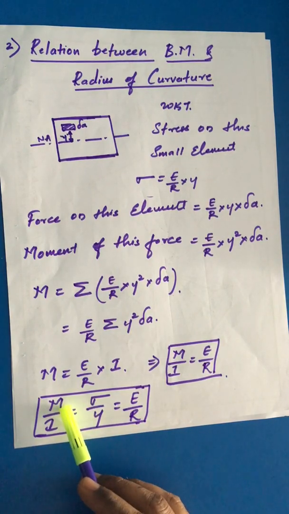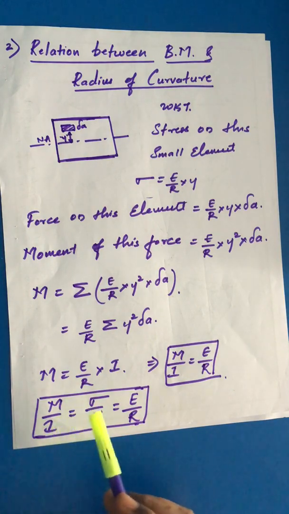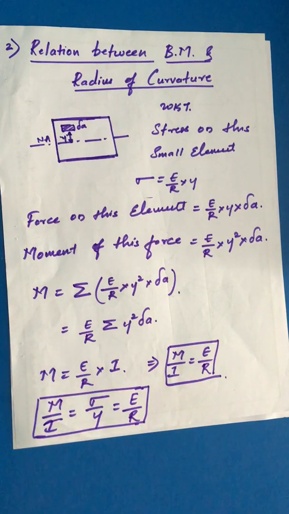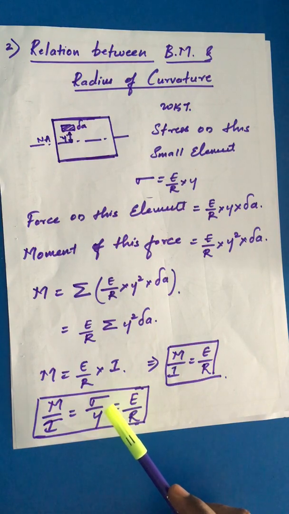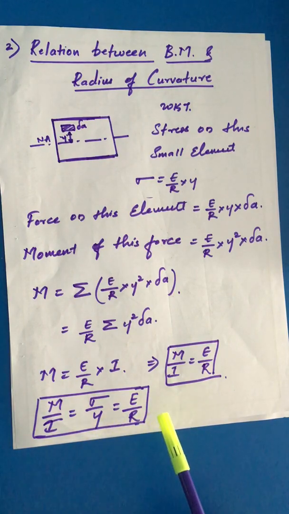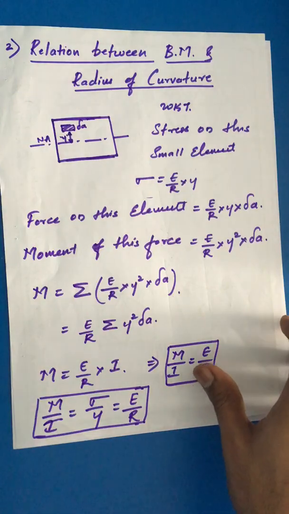Here M is the bending moment in terms of Newton mm, I is the area moment of inertia whose unit is mm power 4. Sigma is the normal stress or bending stress whose unit is Newton per mm square. Y is the distance from the neutral axis measured in mm. E is Young's modulus, which again is in Newton per mm square, and R is the radius of curvature measured in mm. So this is the bending equation.